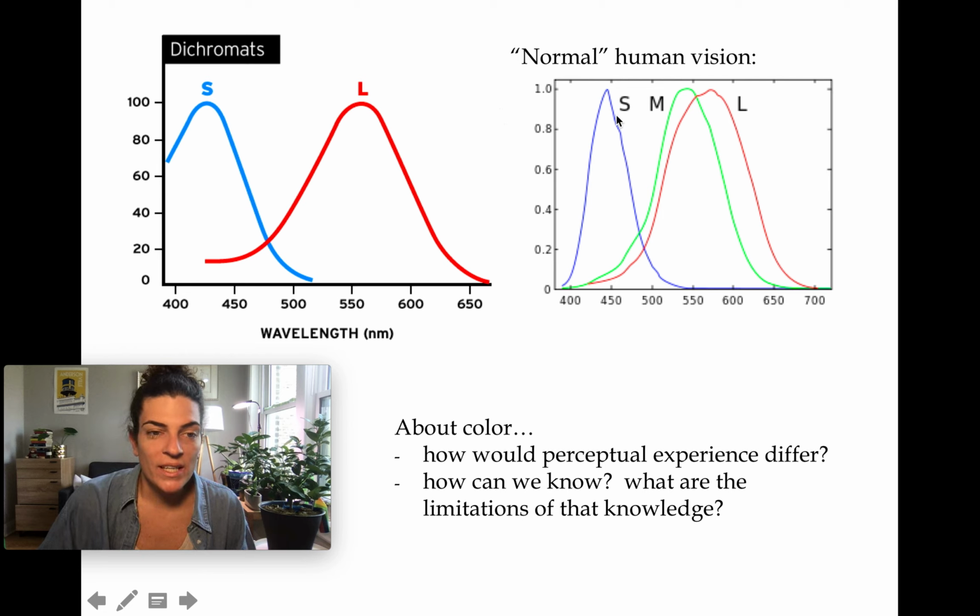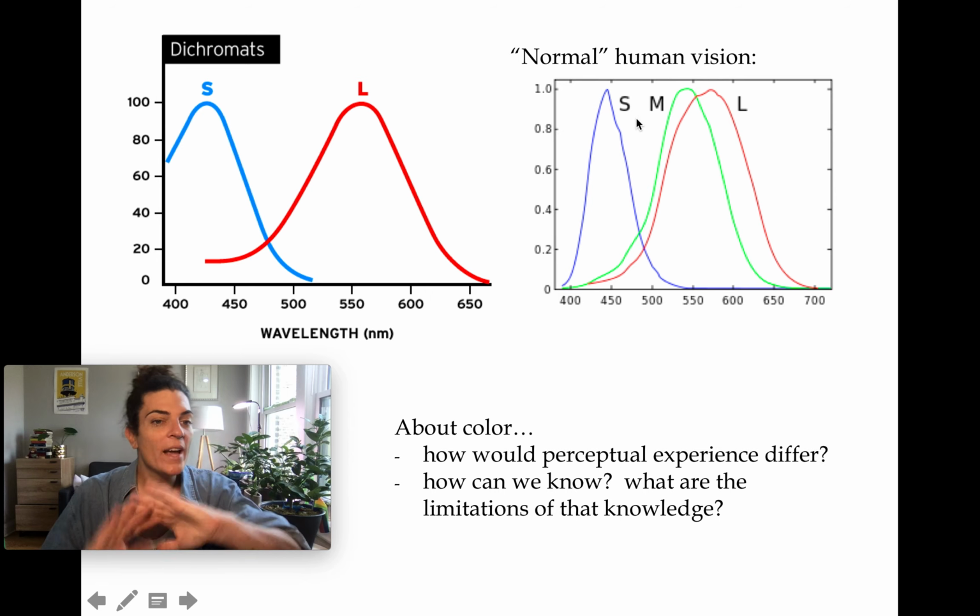So what is happening here is that folks with just S and L cones, okay, are missing a lot of these stronger wavelengths in the middle, which happens to be where most of the light from the sun, that's the wavelength that most of the light from the sun comes in at, about between 500 and 550, right? So this M cone really helps trichromatic human beings see a wide range of colors.